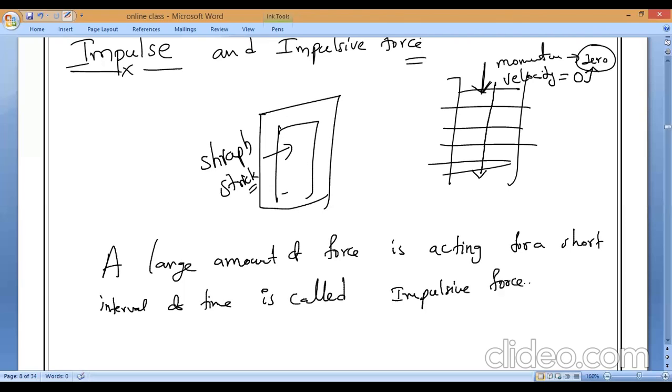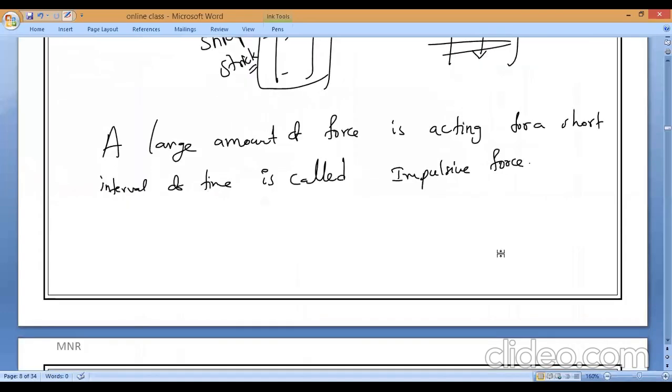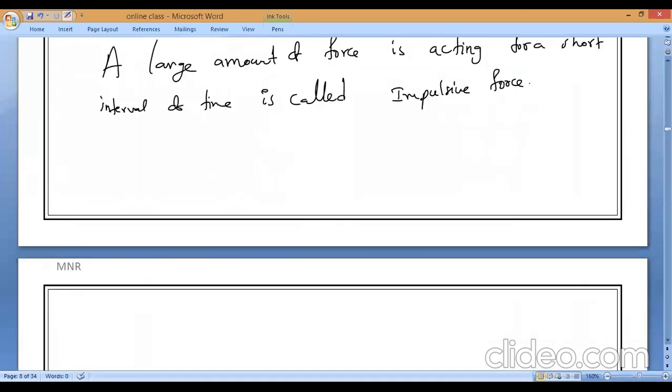Okay, so this impulsive force will always hurt us. If we try to hit anything within a very short fraction of a second, then what will happen? It will hurt us or not? Hello, can you hear me? Yes, sir. That is what is called impulsive force.